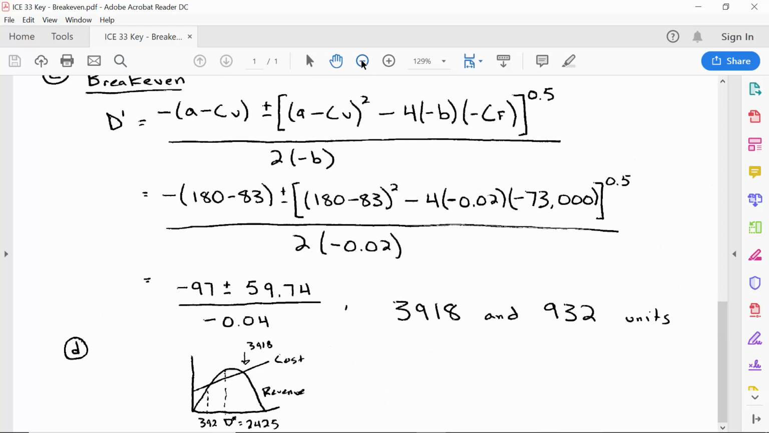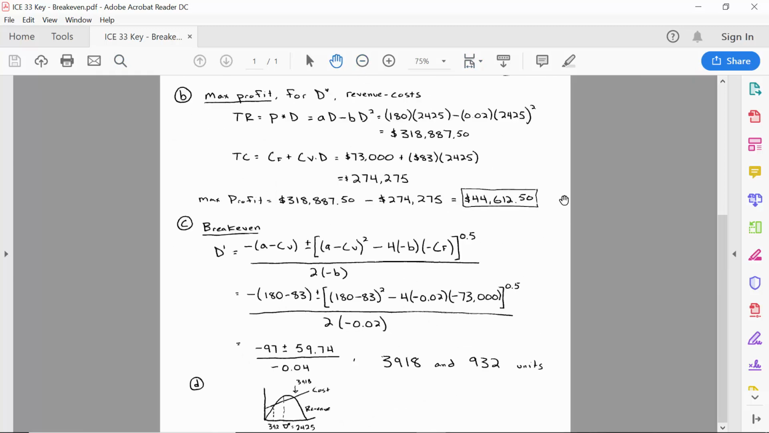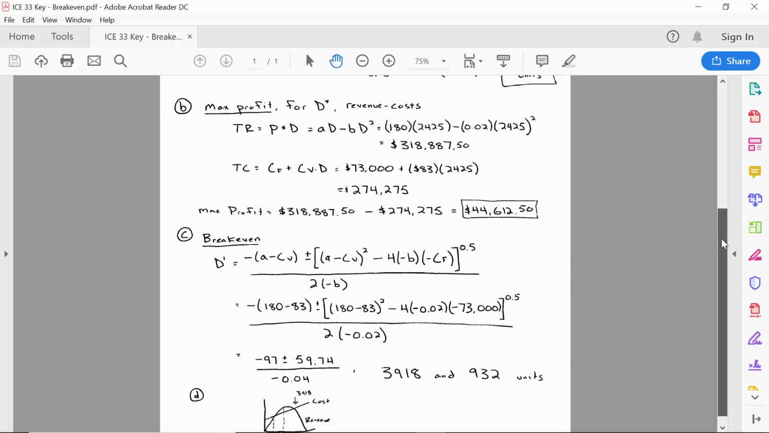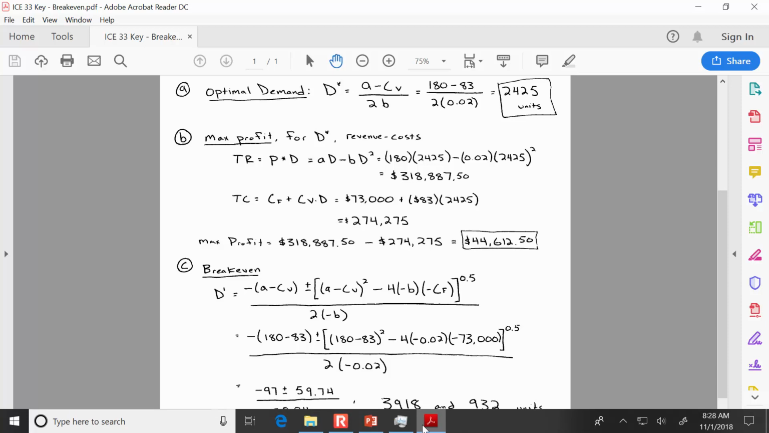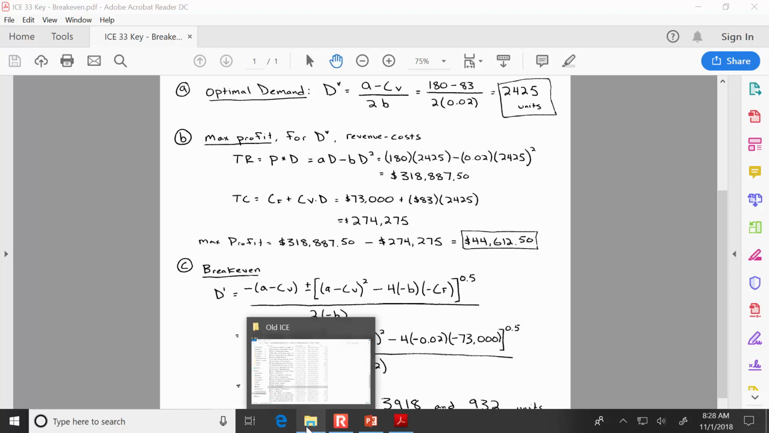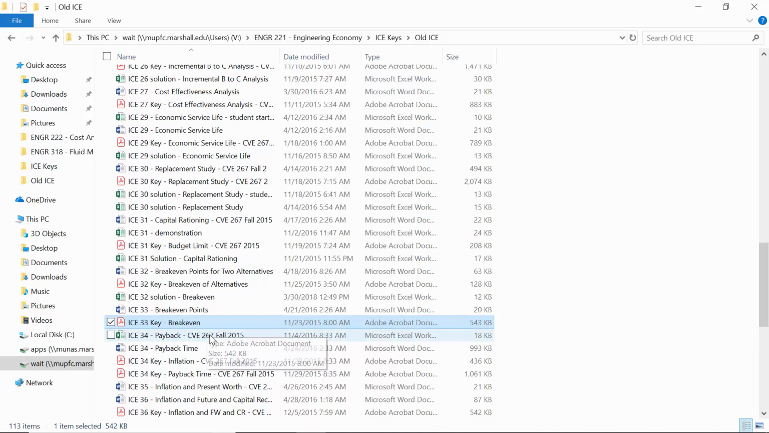All right, so let me zoom out in case there was anything else you needed to copy down for this one before we move on. Does anybody need to see this any longer? Everybody's got it? Okay.